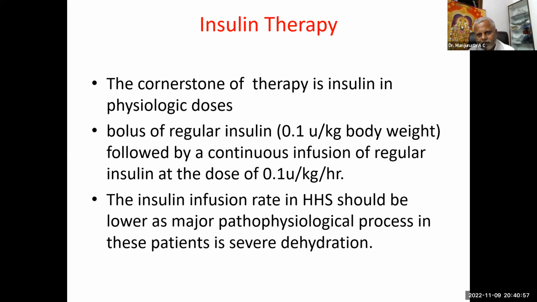Insulin therapy, as there is a lack of insulin, is the cornerstone, in physiologic doses. Again, the dosage is the same, 0.1 unit per kg body weight, followed by the continuous infusion. And the infusion rate should be low, as the major pathological process in this patient is severe dehydration more than insulin deficiency. So here the replacement of the volume should be given more importance than insulin.